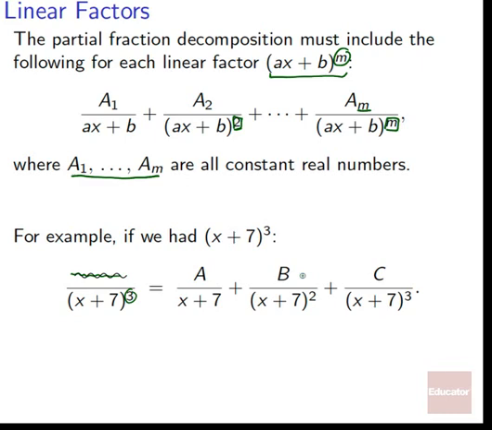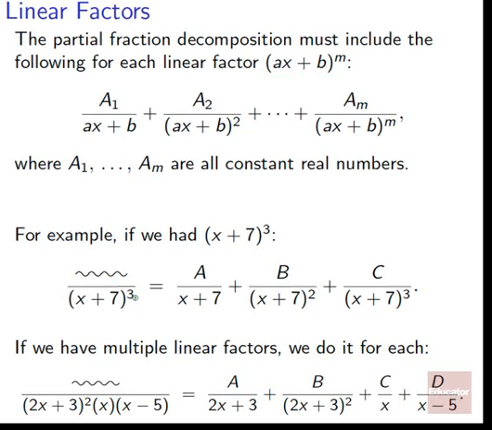That'll come up later, don't worry. A over x plus 7, plus b over x plus 7 squared, plus c over x plus 7 cubed. Notice, we started with cubed, and so we have 3 of these. We step up each time with the exponent until we've gotten to the multiplicity that we originally started with, whatever the exponent was originally on the factor.